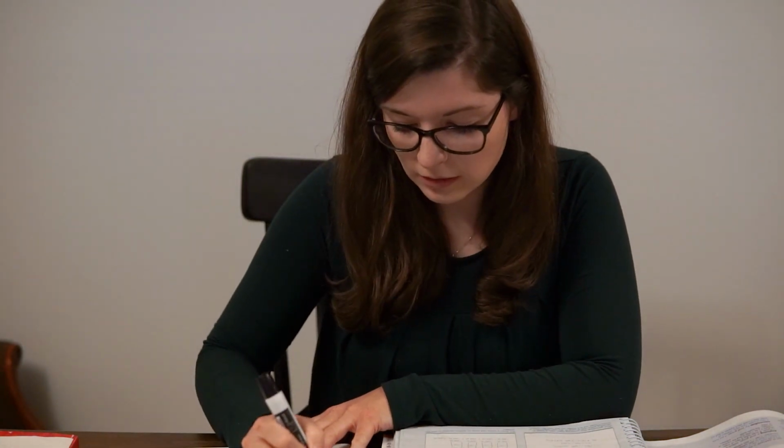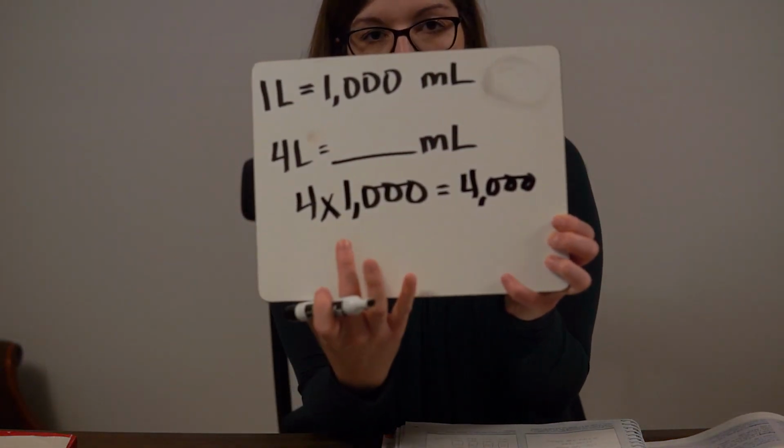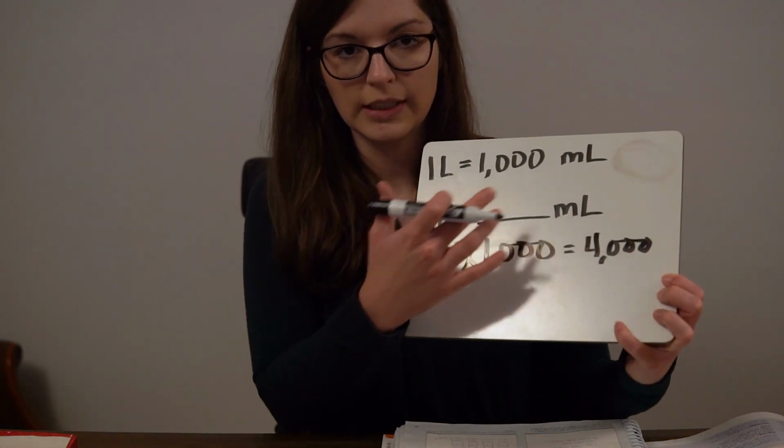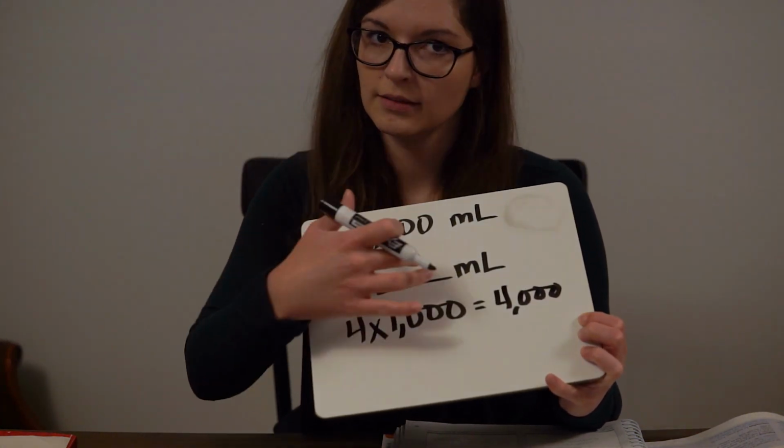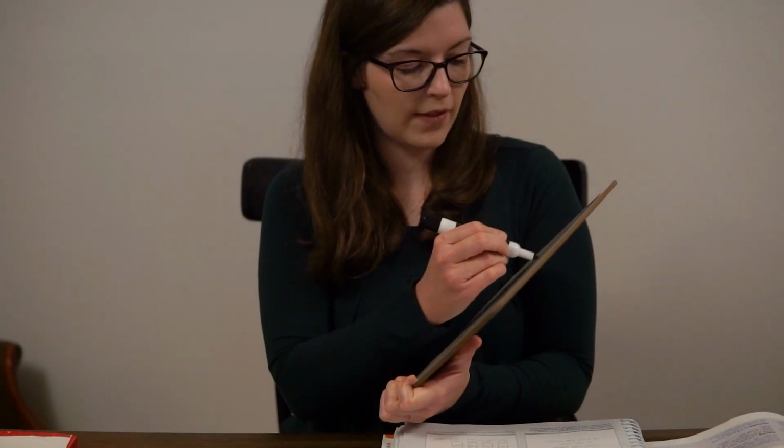4 liters equals how many milliliters? Well, last week we learned that when you're going from a larger unit like liters to a smaller unit like milliliters, then you're going to do what operation? Multiply, right? So 4 times how many milliliters are in a liter? 1,000 equals 4,000. 4 times 1,000 equals 4,000. So 4 liters equals 4,000 milliliters, which makes sense since we know 1 liter is 1,000. 4 liters is 4,000. Good, go ahead and fill that in.